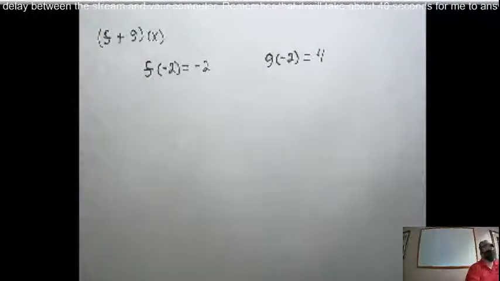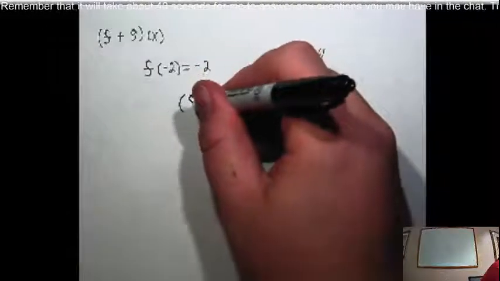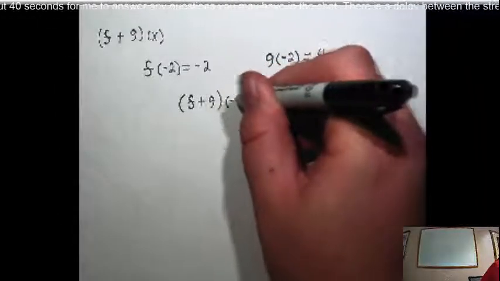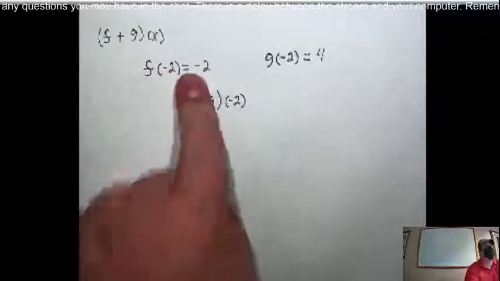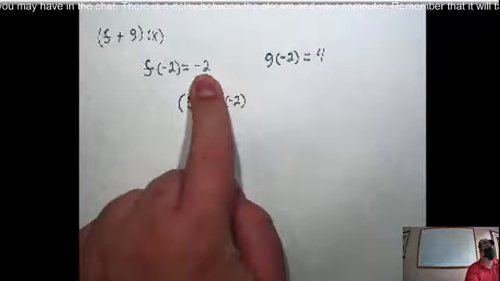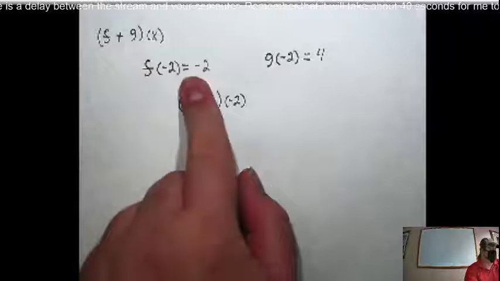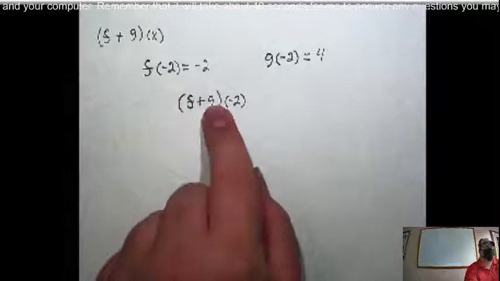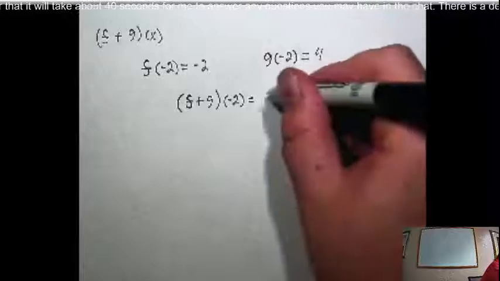Well, if we want to do f plus g of x, something we might be able to do is say, all right, if we know negative 2 for both of them, then we can say f plus g of negative 2. Well, that would just be where we take the value for f, negative 2, and the value for g, 4, and add them. So negative 2 plus 4 is positive 2.